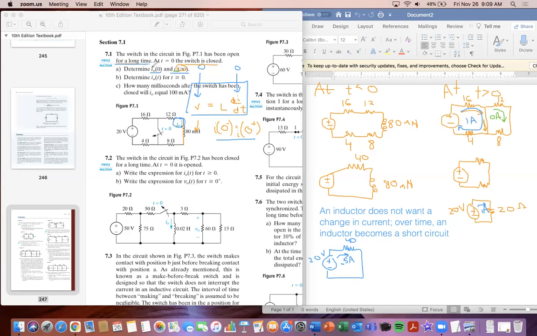So we got for I of 0, we had 0.5 amps. And then at time infinity, the current was 0 amps. So I'm going to write that right over here. So our I of 0 is 0.5 amps. And the I of infinity is going to be 0 amps. And then it says determine I of t for time greater than or equal to 0.